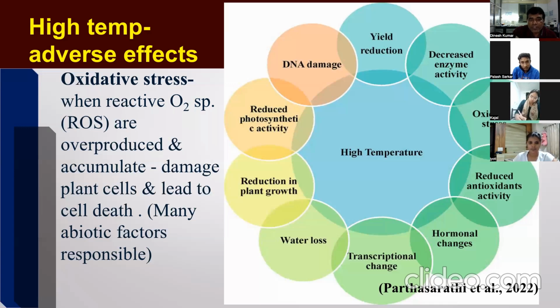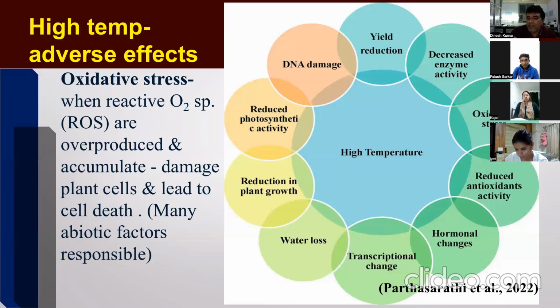And it is not just because of high temperature. Certain other abiotic stresses can also produce ROS, which is dangerous and harmful to the cell. It can break the integrity of the cells.